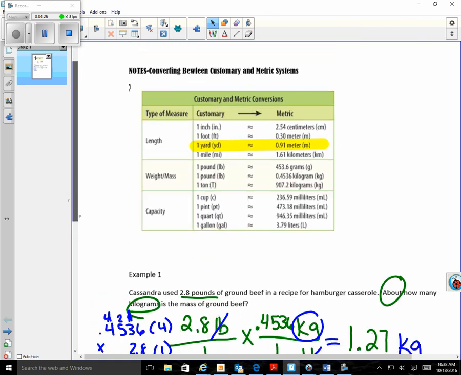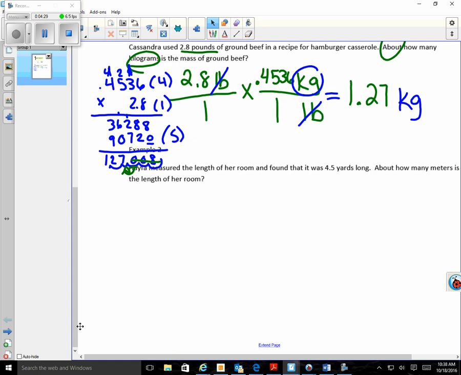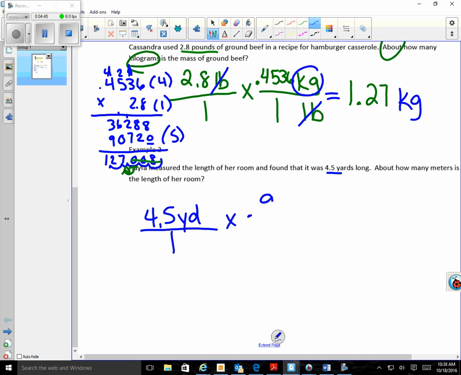So let's go back down here. Now that we've looked at our conversion, we're going to set up our proportion. So we have 4.5 yards, which is the length of her room, over 1, times 0.91 meters over 1 yard. So we know there's 0.91 meters to 1 yard. Now these yards cross out and we're left with meters, which is what we're trying to find. How many meters? So we're going to multiply across.